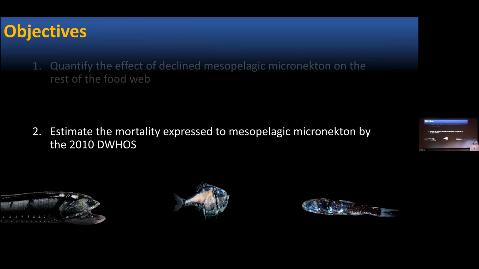So our next step was to try and predict the external sources of mortality that would have been caused by the Deepwater Horizon and expressed by mesopelagic populations, and to use that to more freely forecast how these populations predicted these trends.